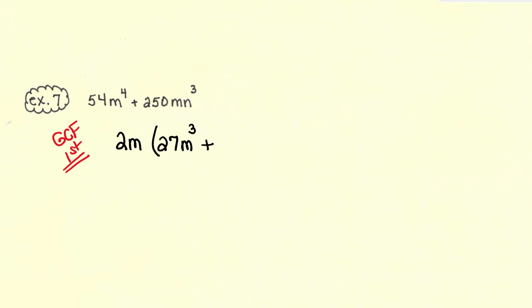Plus 250 divided by 2 is 125. The M factors away, and you're just left with n to the third. We didn't touch that, so bring that down. All right, make sure you bring out your greatest common factor. It's definitely part of our answer. And then short and long.